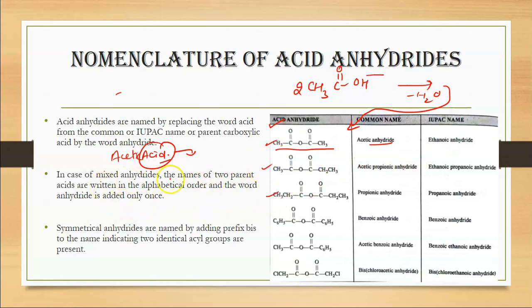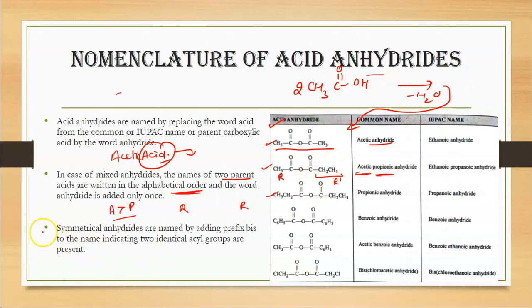Next, in case of mixed anhydride, the names of the two parent acids are written in alphabetical order. For example, if one is acetic acid and another is propionic acid, alphabetically A is going to get preference over P, which is why you will be writing acetic before propionic. One is R and another one is R dash. Both of these are different, which is why they are mixed anhydrides.